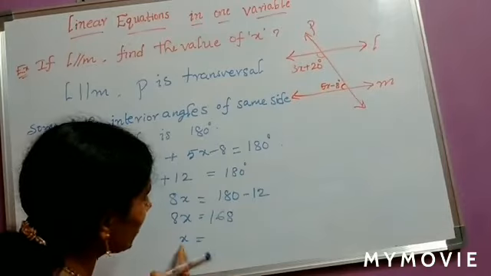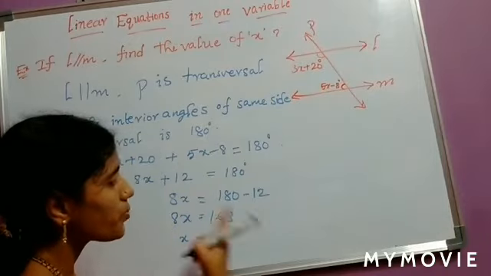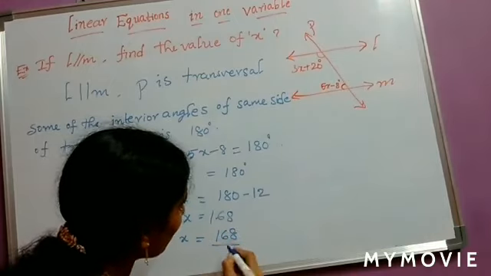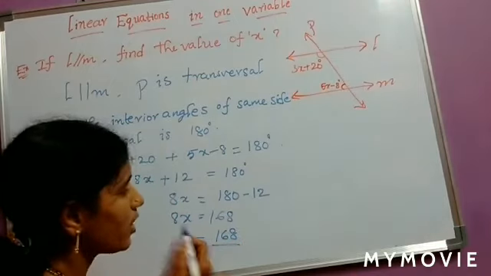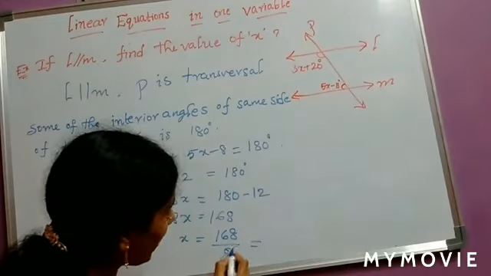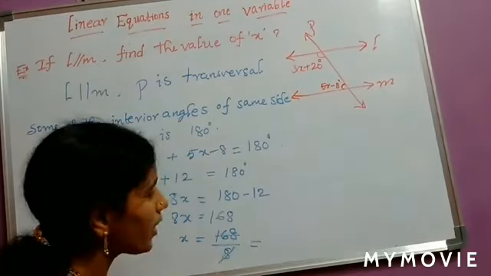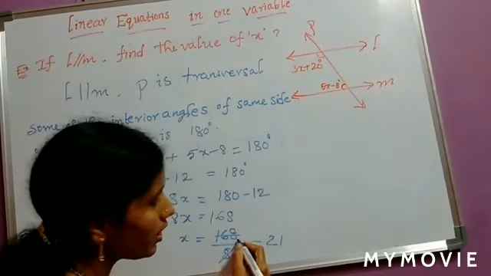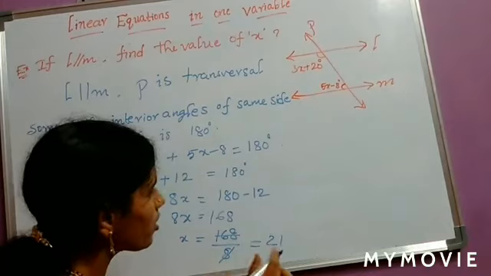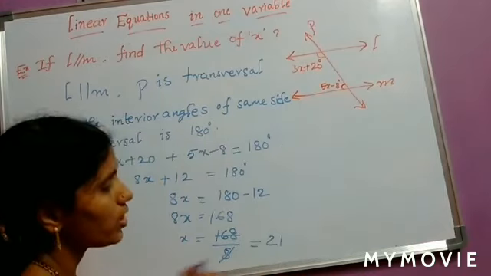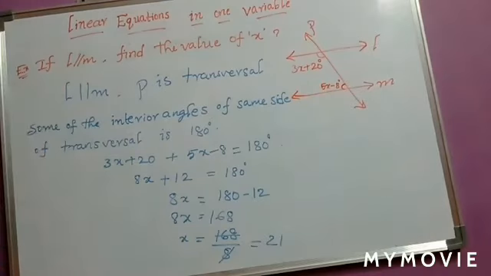We find out only x value. So 8 transposing into RHS. 168 divided by 8. So 8 in 168, how many times? 2 times. 2, 8, 16. 1 time, 1, 8, 8. So x value how much? 21. X value how much? 21. Okay? That is the answer.